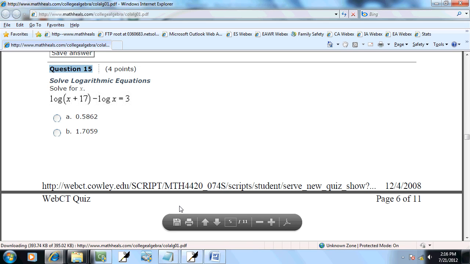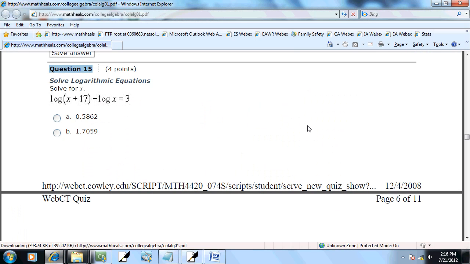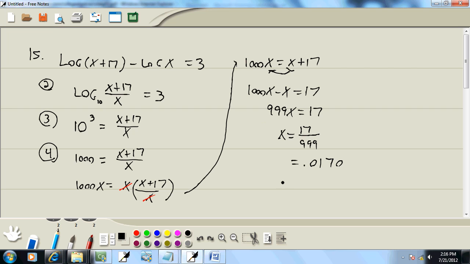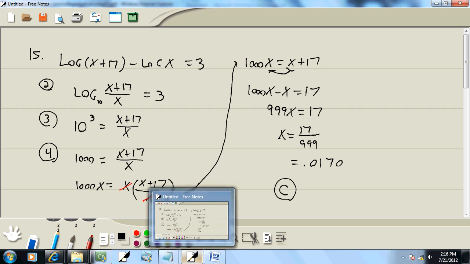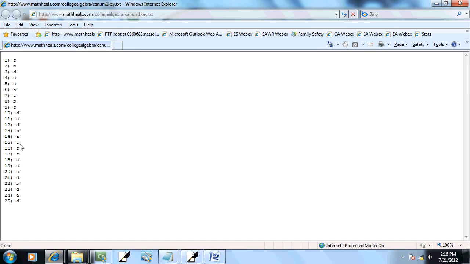And I got a decimal. Okay, so let me plug in my calculator. 17 divided by 999. We get, to 4 decimal places, 0.0170 or 0.017. That would be our answer. So that's 15. Go double check that.